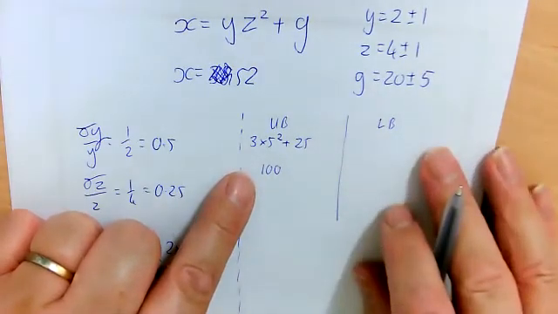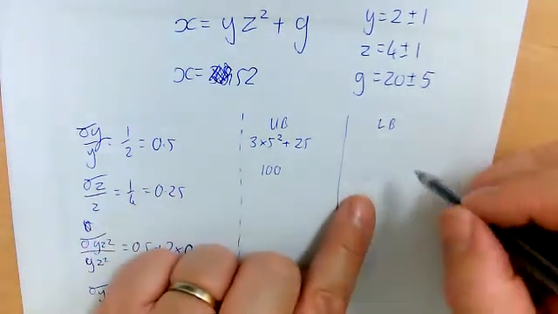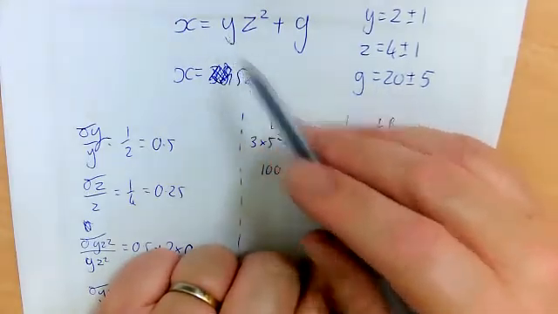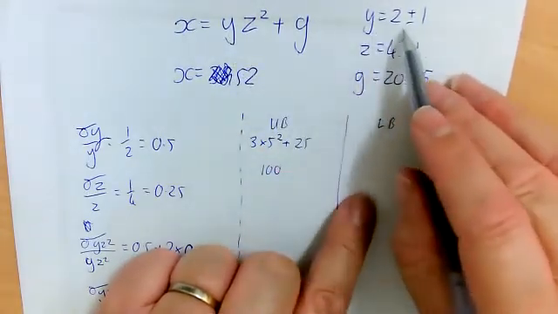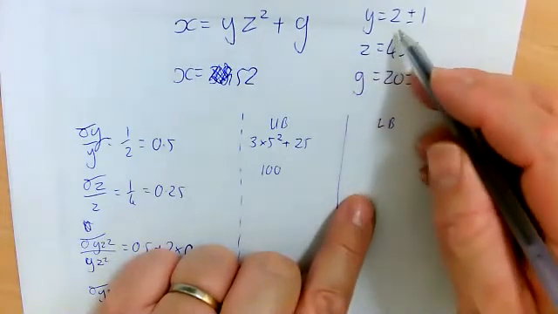Okay? The lower bound is the lowest this expression could possibly be. So here, y is 2 plus or minus 1. Well, the lowest that can be is 1.